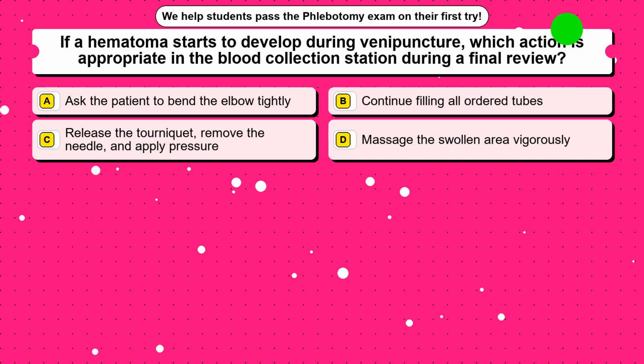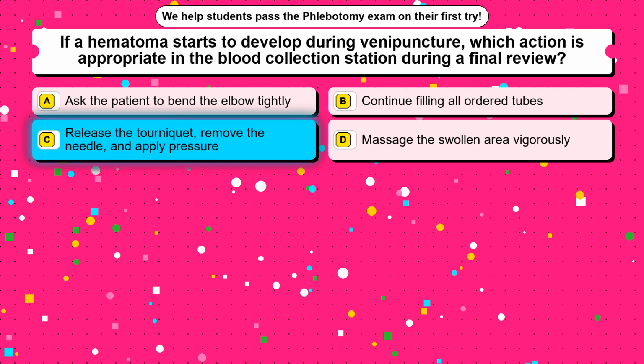Question 33. If a hematoma starts to develop during venipuncture, which action is appropriate in the blood collection station during a final review? Option A. Ask the patient to bend the elbow tightly. Option B. Continue filling all ordered tubes. Option C. Release the tourniquet, remove the needle, and apply pressure. Option D. Massage the swollen area vigorously.